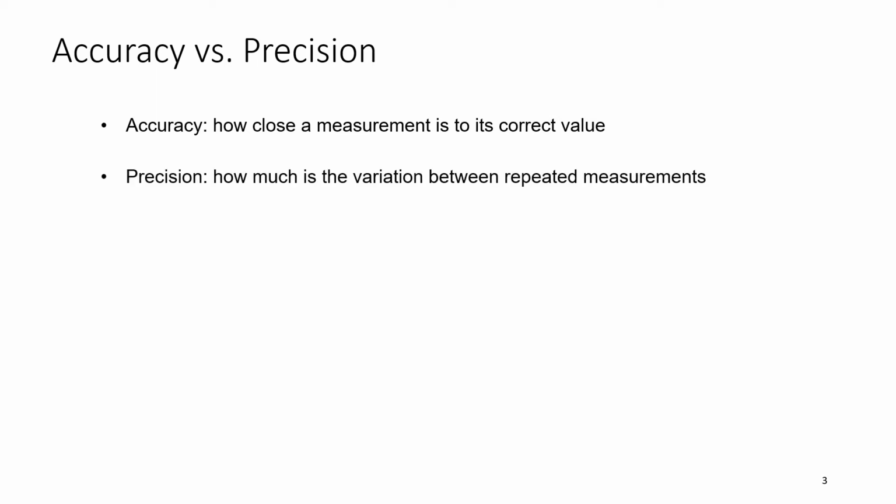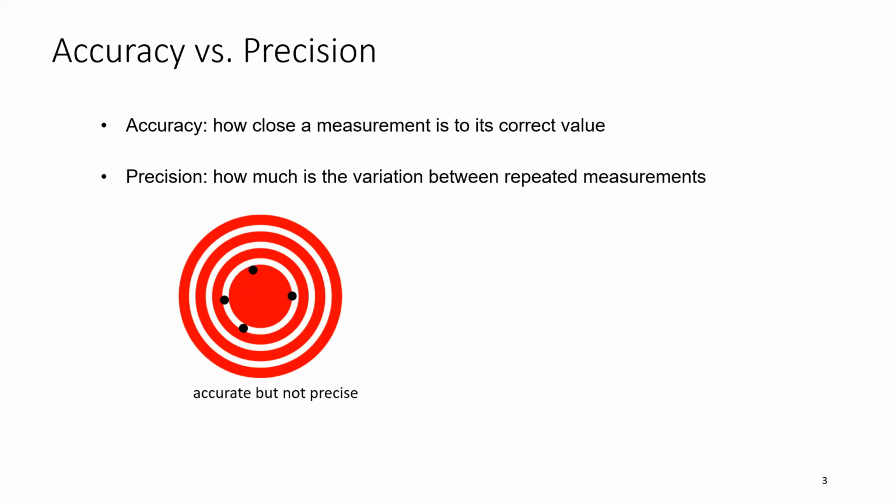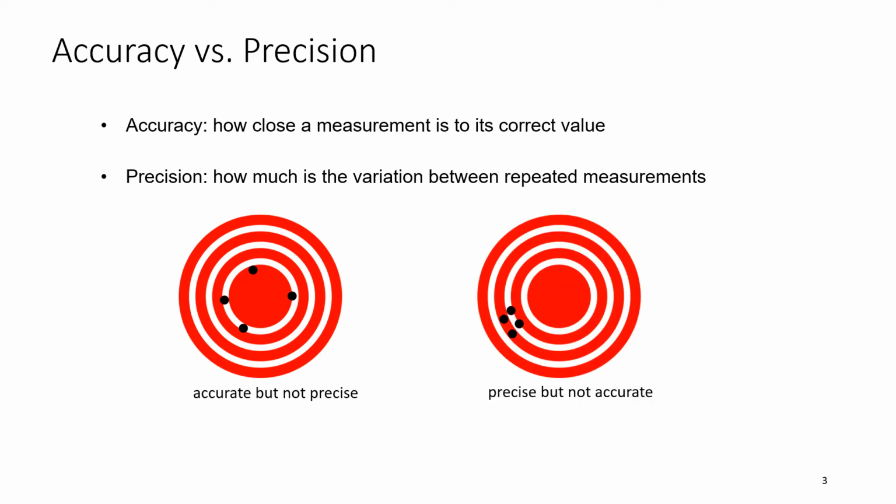Science is based on measurements. There are 2 words to describe a measurement. Accuracy is how close a measurement is to its correct value. Precision is how much variation there is between repeated measurements. Sometimes the measurements are both accurate and precise. In other cases, measurements can be accurate but not precise, or precise but not accurate.